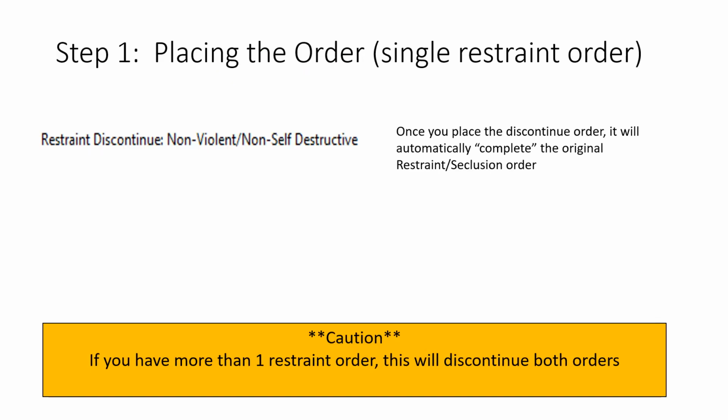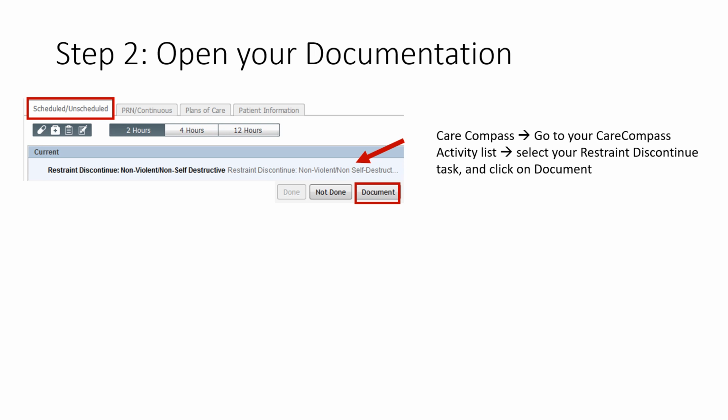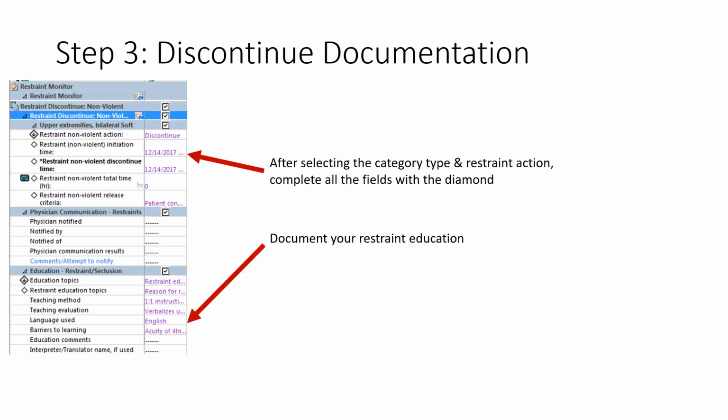Step 1. Place the order, Restraint Discontinued Non-Violent Non-Self-Destructive. Remember to document the time the restraint was discontinued in the date time field. Step 2. Once you add your order, open your Restraint Discontinue task. Step 3. Document your discontinuation documentation. Restraint education is also required upon discontinuation of the restraint.